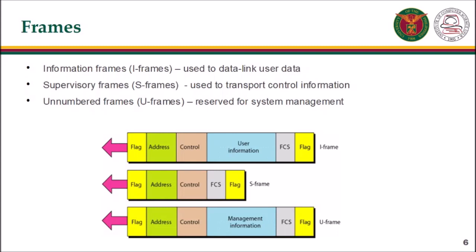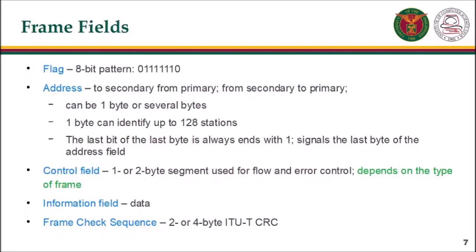Each frame in HDLC may contain up to 6 fields: a beginning flag, an address field, a control field, an information field, a frame check sequence field, and an ending flag. In multiple frame transmission, the ending flag of one frame can serve as the beginning flag of the next frame. The flag field contains the synchronization pattern 01111110, which identifies both the beginning and end of the frame.